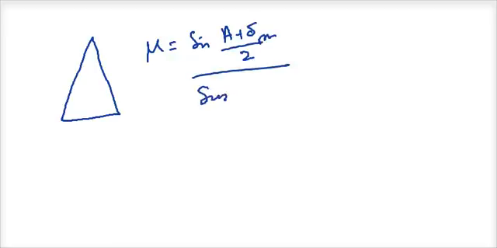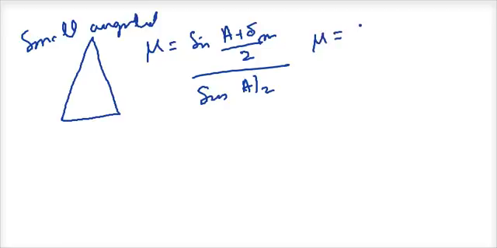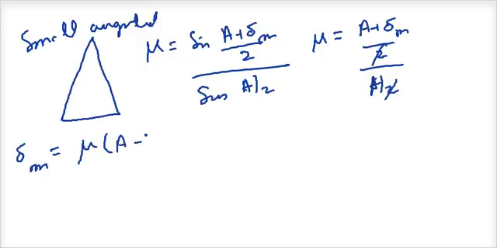Now suppose this is a prism. You have already learned that mu is equal to sin((A plus D minimum)/2) divided by sin(A/2). Now suppose we have a small angled prism, meaning the angle is less than, let us say, 10 degrees, say 3, 4 or 5 degrees. The sine can be approximated to the angle itself. So mu is equal to ((A plus D minimum)/2) divided by (A/2). These two get cancelled, and on some small rearrangement, D minimum is equal to A times (mu minus 1).